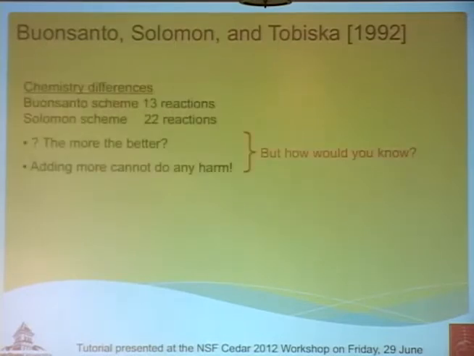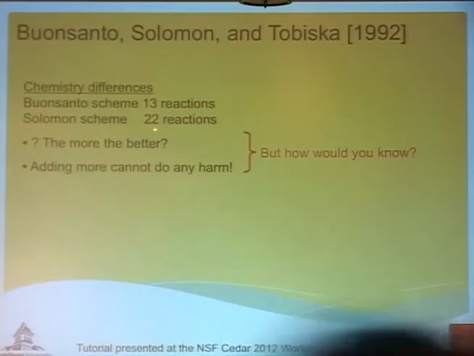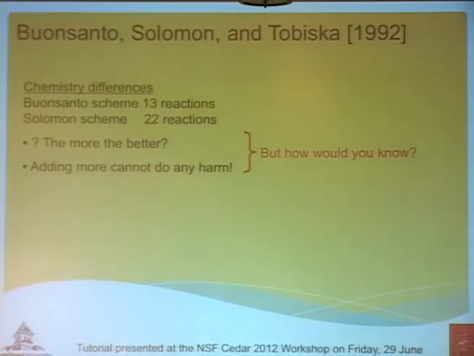quite a bit. Now, the difference between the two really boiled down to something like Buonsanto's scheme had 13 reactions for that table we just saw, as Solomon had 22. So right away we have this new question. The more the better, or can adding more do any harm? This question now arises. You've got these complicated schemes and they're different. But how would you know? Do you have to go and ask them?